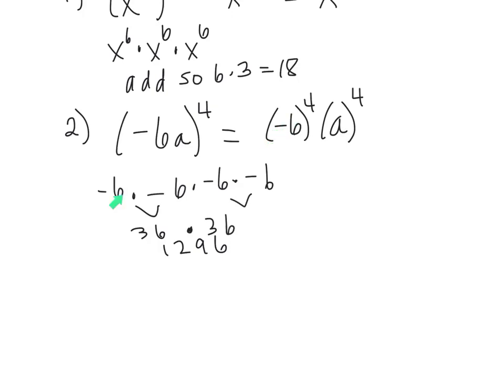Negative 6 to the 4th is negative 6 times itself 4 times. The first pair is 36. Bring down your multiplication. The second pair is 36. 36 times 36 is 1296. And when you just have a variable to an exponent, it just stays a to the 4th power.